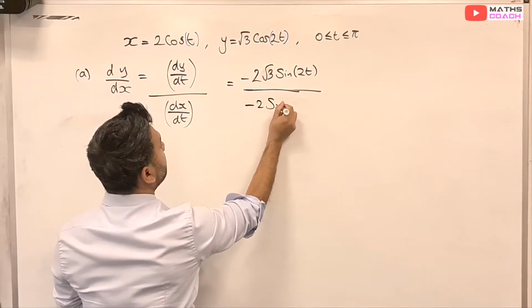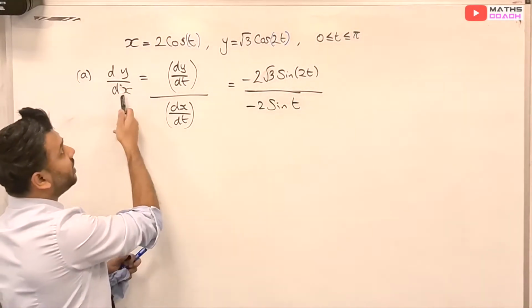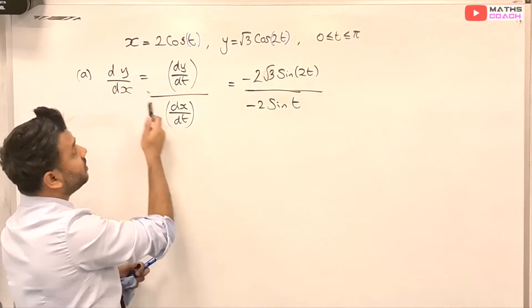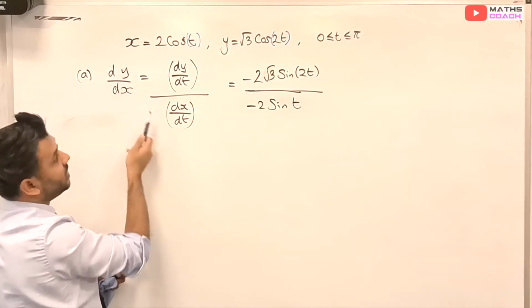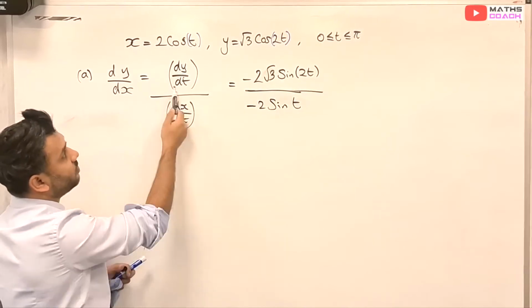Okay, so now we differentiate the x with respect to t, and that just gives you minus 2 sine t. Again, just to remind you about the formula, dy/dx is equal to dy/dt over dx/dt. You can see the dy on the top there and dx underneath there. Both the dy and the dx are being differentiated with respect to t.